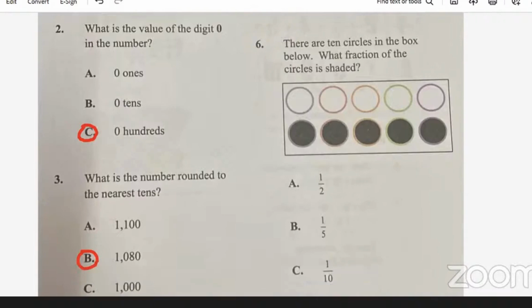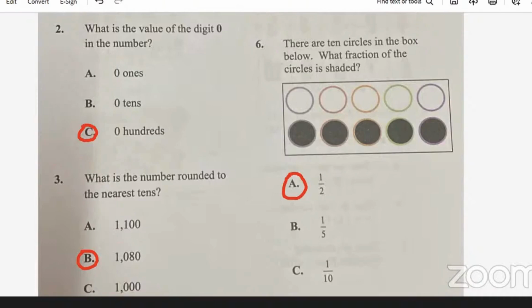There are 10 circles in the box below. What fraction of the circles is shaded? Okay, so we have 10 circles, and from what we've seen, they have shaded 5. So if they have shaded 5 out of 10, right, then it would have been a half of them that's shaded, okay? 1 out of every 2. Okay, 5 over 10 is an equivalent fraction for 1 over 2.